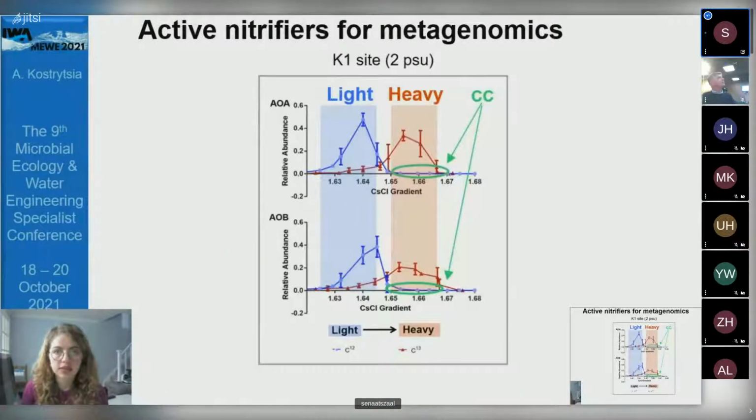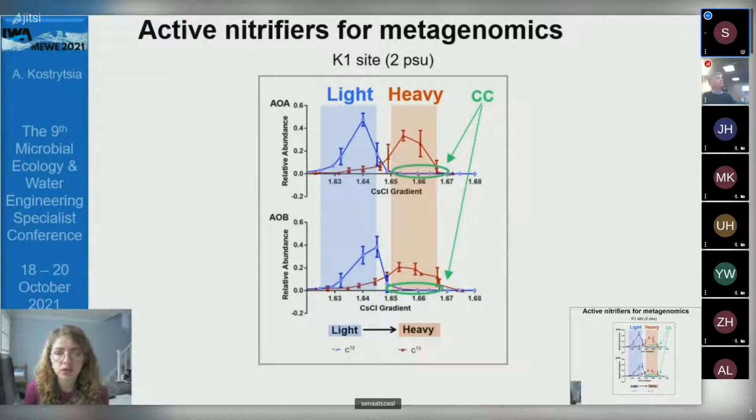So here you see the data for the K1 site as an example, where the relative abundance of amoA genes was measured for top AOA and bottom AOB, and for each density gradient fraction recovered from the centrifugation of DNA from either the C13 incubation, which is the red line, or the C12 incubation control, which is the blue line. The red highlighted area indicates gradient fractions that were pooled for the subsequent metagenomic sequencing of heavy fractions.